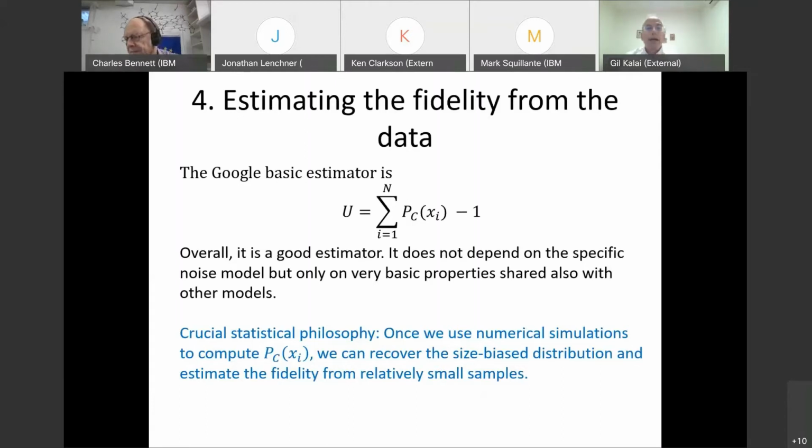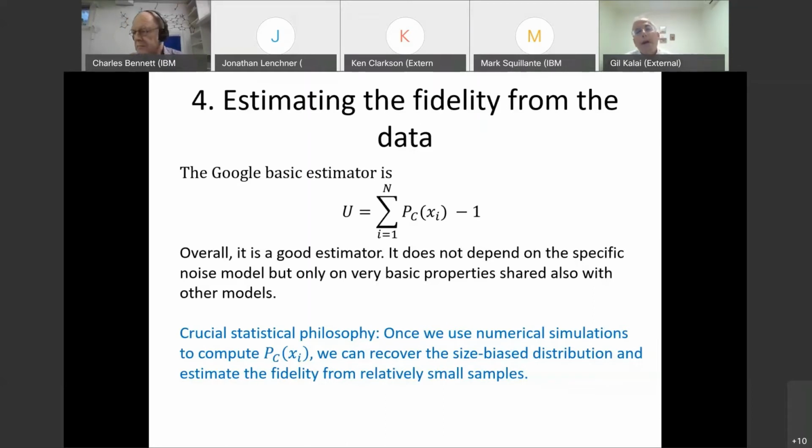Now I want to tell you the basic way to estimate the fidelity from the data, and, as I said, the very clever statistical idea in the Google experiment. The Google experiment has a lot of aspects from various areas of science and technology: from physics, from engineering, from statistics, from computational complexity, and it involves massive computing. A very nice statistical idea is to use the following estimator: look at the sample you obtain from the computer, and sum the probabilities you expect from the ideal computer on the samples, and this should be divided by n. You take the average and subtract 1.